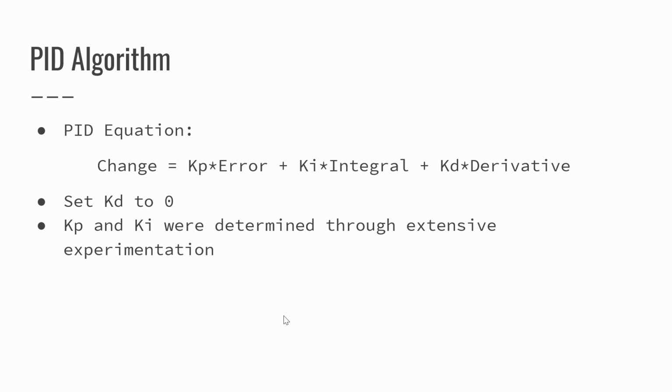The PID algorithm ran this equation right here. The error was calculated as the desired result minus the actual result, and the integral of that error was taken, as well as the derivative, in order to get the change needed to reach the desired result and keep that desired result. For the purpose of this, KD was set to 0, and KP and KI were determined through extensive experimentation of rover speeds.